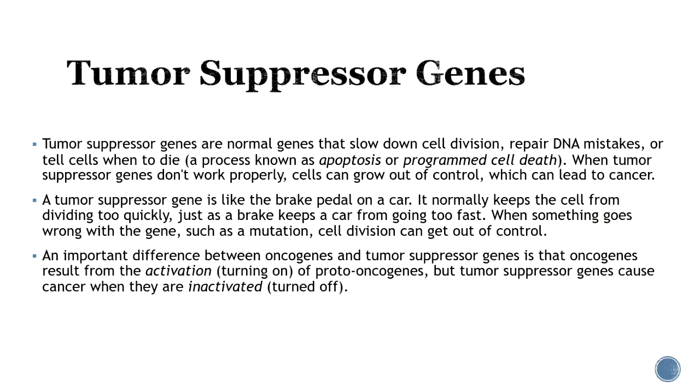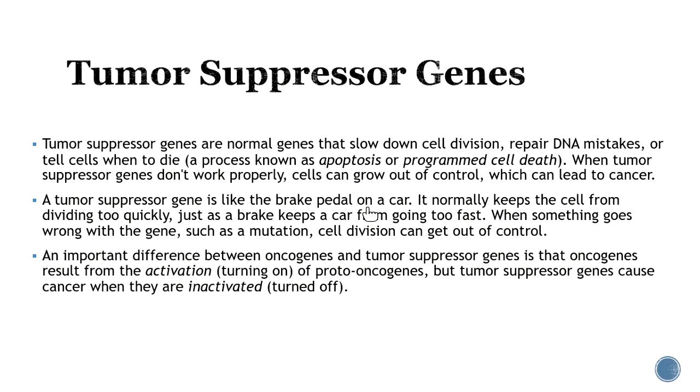Now, a tumor suppressor gene is like the opposite. Normally, they slow down cell division. They're like the brake pedal, if you want to think of the car analogy. They're going to repair your mistakes, and tell your cells, okay, you can't fix that, you're going to have to go through apoptosis. We want these genes to work properly. Now, when they don't slow down the cell, they pretty much become inactivated. The cell can grow out of control, which leads to cancer. So these are like the brake pedal on the car.